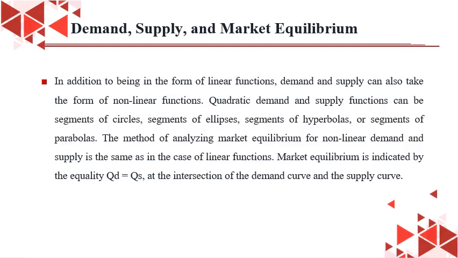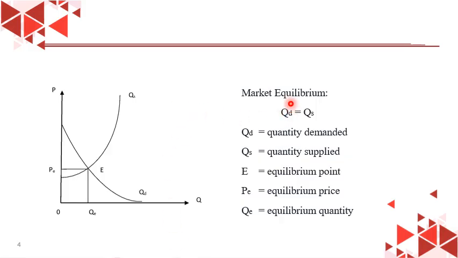Market equilibrium is indicated by the equality QD equal with QS, or PD equal with PS, as the intersection of the demand curve and the supply curve. So beside QD and QS, we also have PD equal with PS. Which one is better to do is the one that you have to choose, of course. Right. So this is the market equilibrium. Market equilibrium is Q demand equal with QS or PD equal with PS.